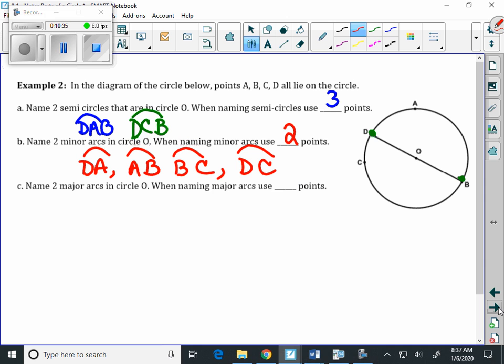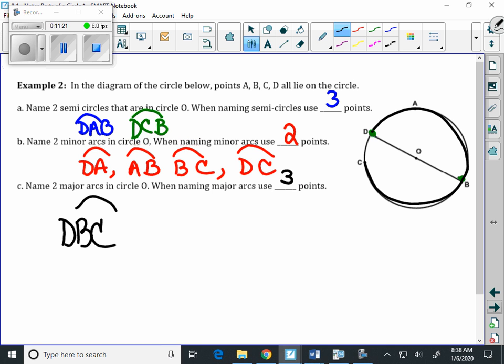And finally, a major arc. Again, a major arc is between 180 degrees and 360 degrees. We use 3 points when we identify a major arc. And our symbol for arc is still going to be kind of a curved looking arc. And when we name a major arc, remember it needs to be more than a semicircle. So we might say how about DBC? DBC. Takes up almost the whole circle.